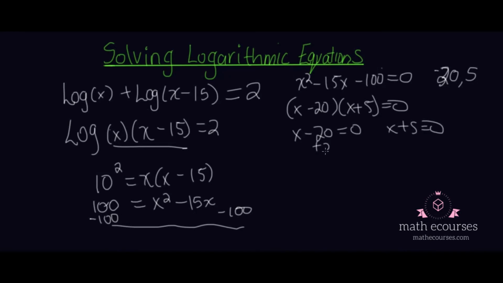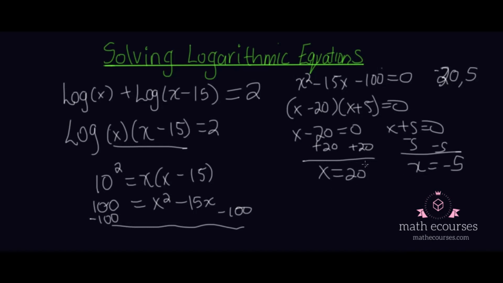So add 20. I'll get x equals 20. Subtract 5 to get x equals negative 5. With logs, you have to make sure that the answer is in the domain. What that means is it has to be a value that you can actually get the log of.